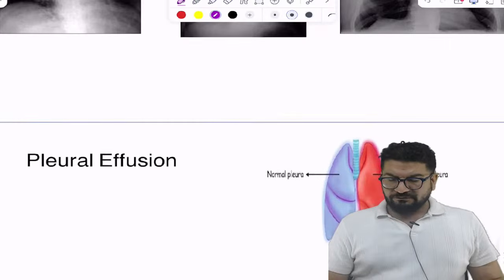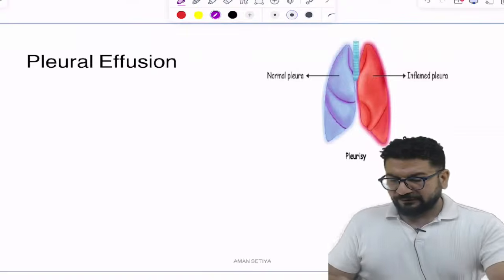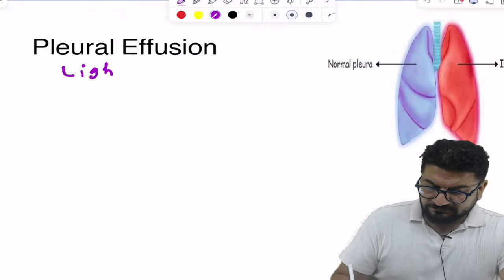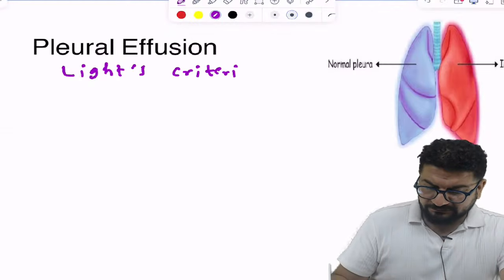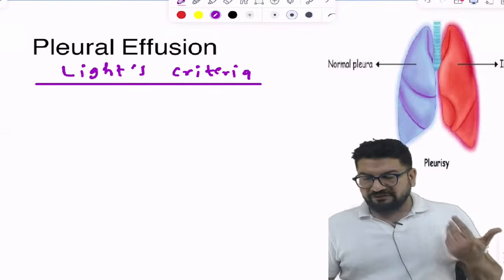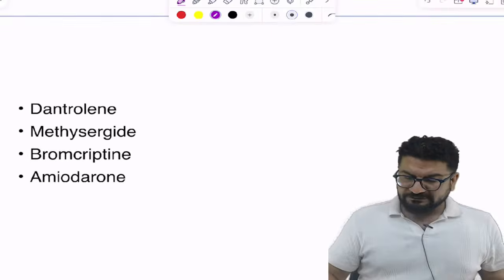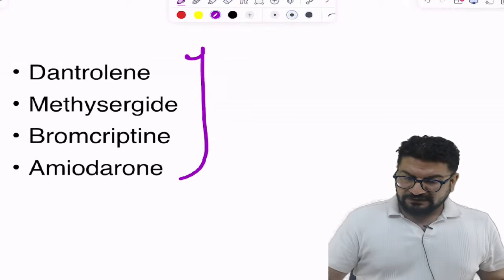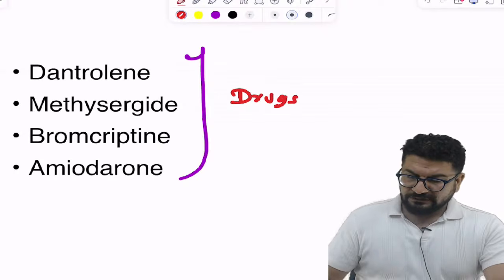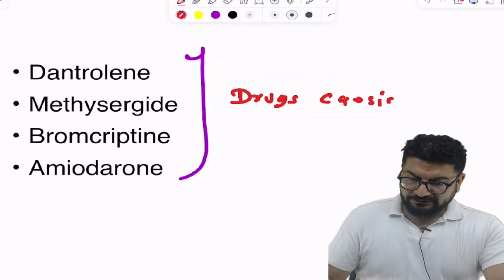So first understand this. How do we make a diagnosis of effusion? For this we need Light's criteria. They ask you where we get exudative and where we get transudative effusion, so understand this. Then certain drugs can cause pleural effusion.